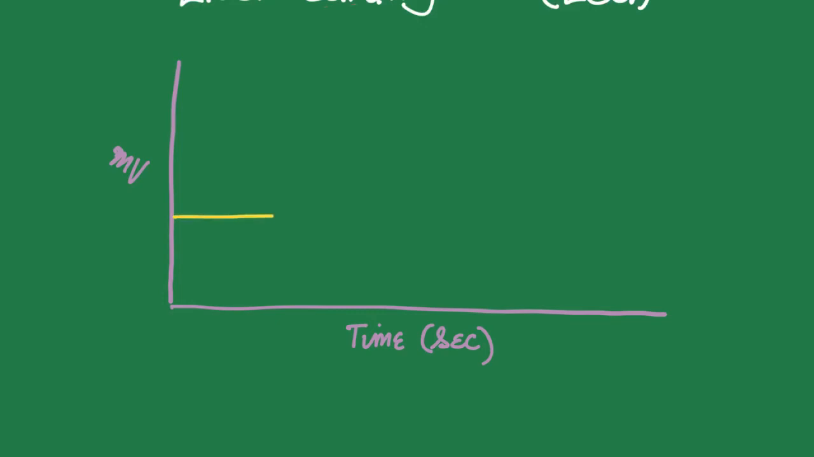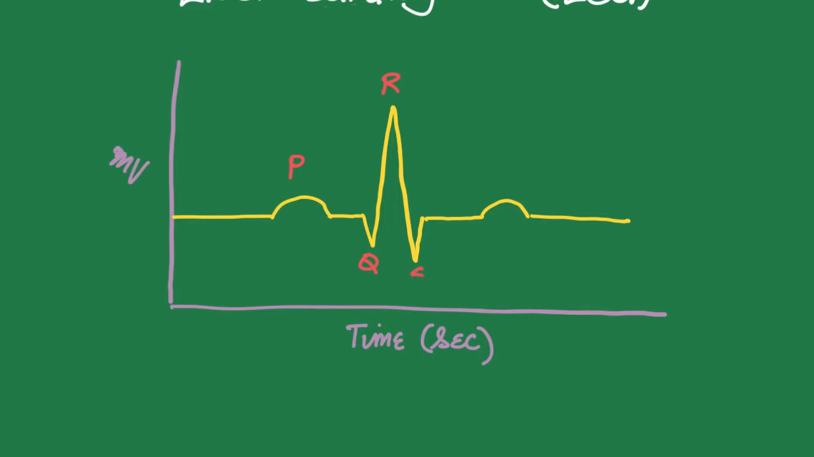An EKG is the electrical activity of the entire heart. Here we see the P wave, the QRS wave, and the T wave. This is the electrical activity of the entire heart. P, QRS, and T. The P wave represents atrial depolarization, which will be followed by atrial contraction.